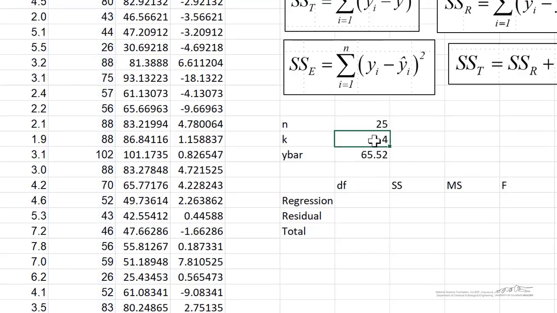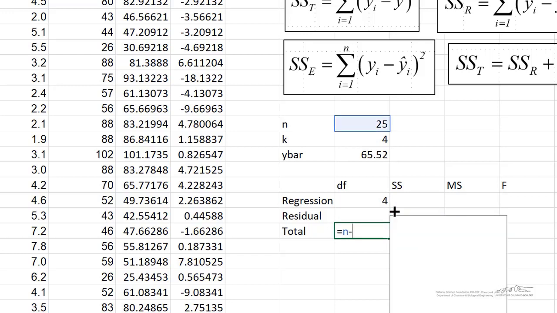I have k, which is just the number of parameters. We have 4 parameters here, which is just the number of regressor variables. We have 4 regressor variables, and I've calculated my sample average. The degrees of freedom, remember, for regression is k, so I'm just going to put in equals k. The degrees of freedom total is n minus 1.